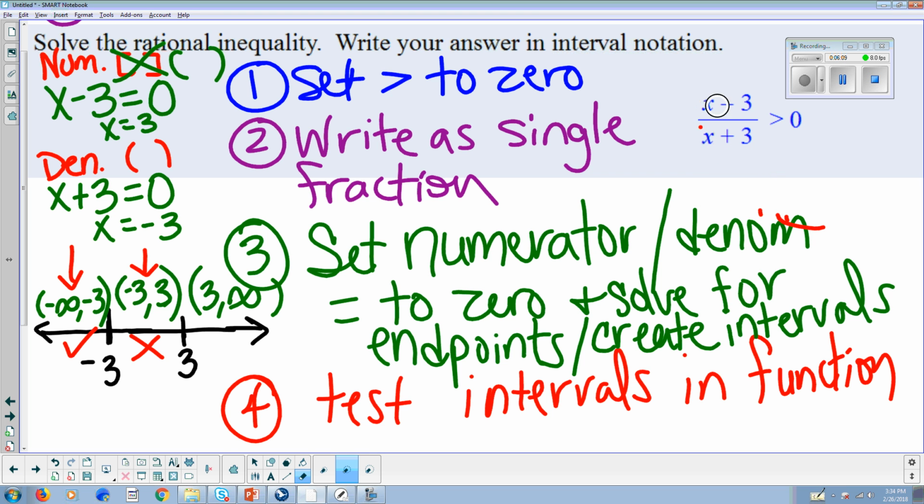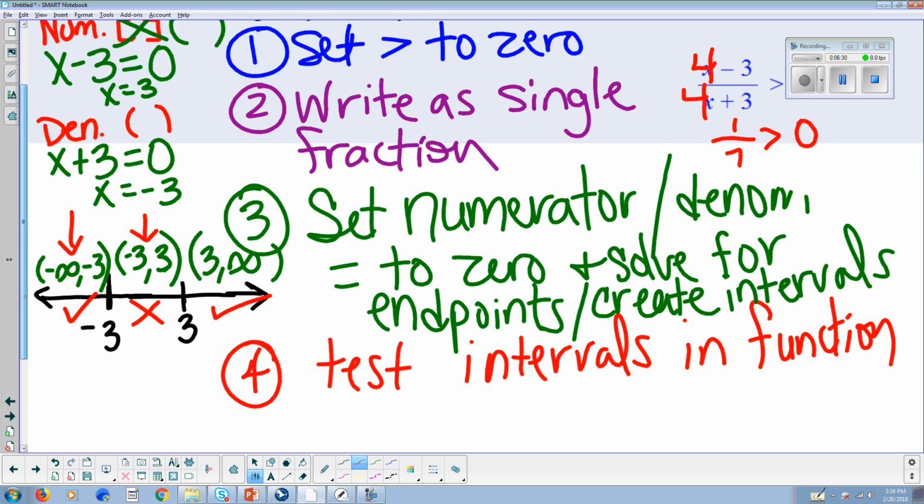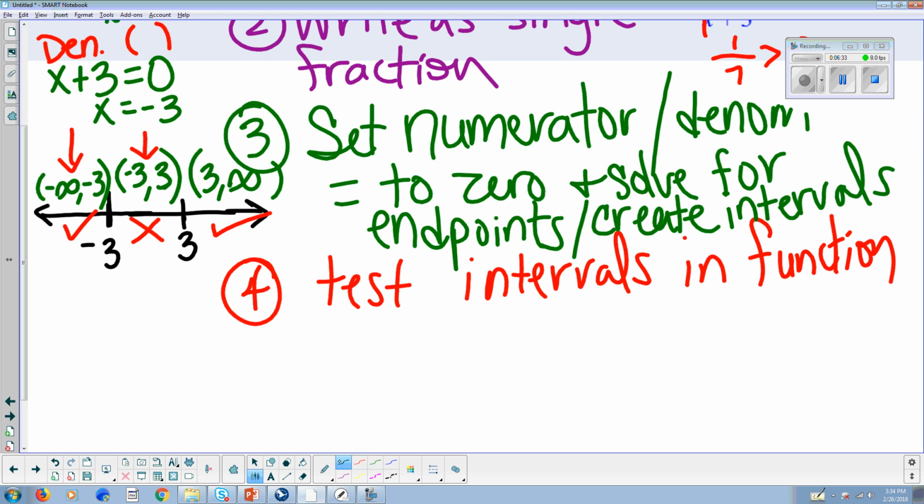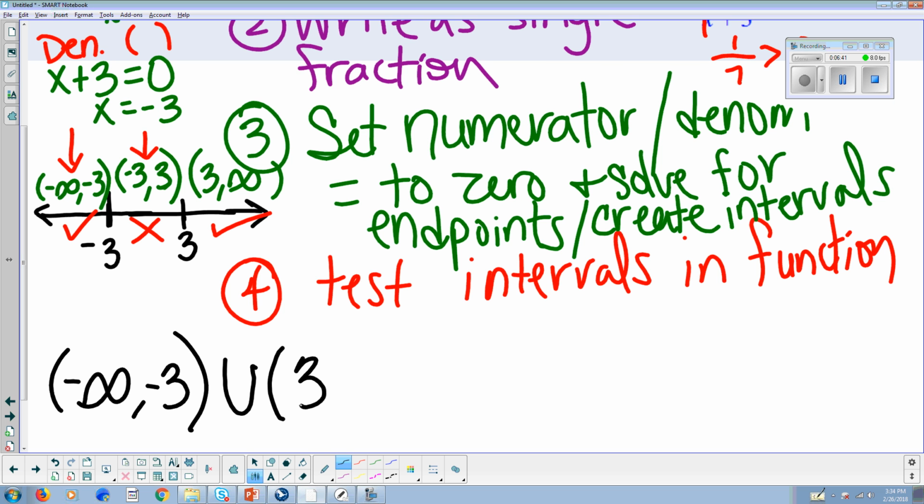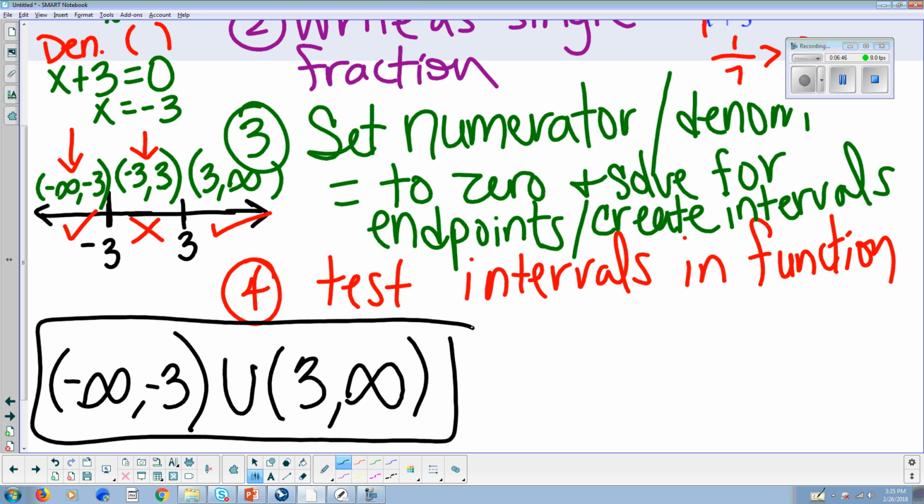Last, go to your third interval. Choose any number that lies in the third interval. In the third interval, we say 3 to infinity, so I may substitute the number positive 4. 4 minus 3 is 1. 4 plus 3 is 7. That's 1/7. Is 1/7 greater than 0? Yes, it is. Therefore, 3 to infinity is included in the solution set. So my overall solution here is the interval negative infinity to negative 3 union with 3 to infinity. This is what you would type in as the answer.